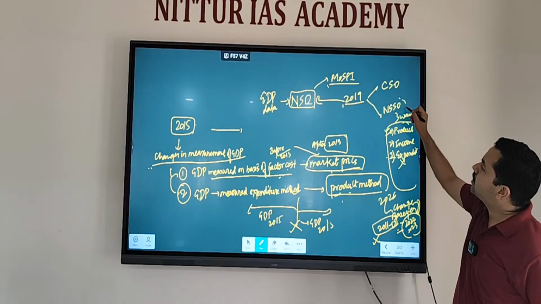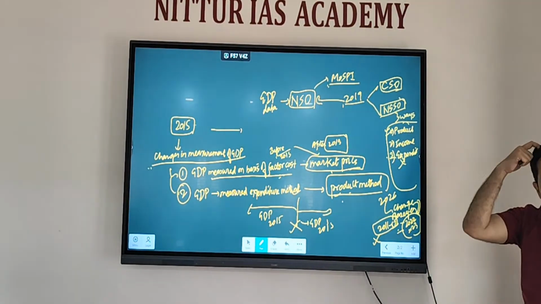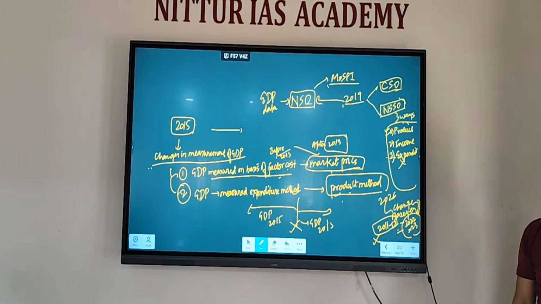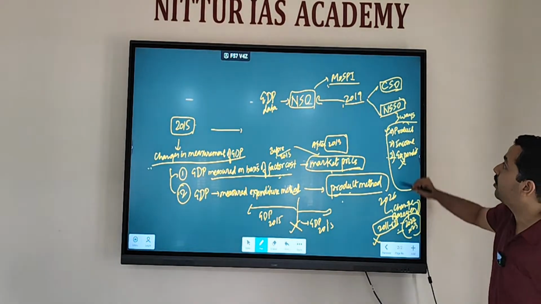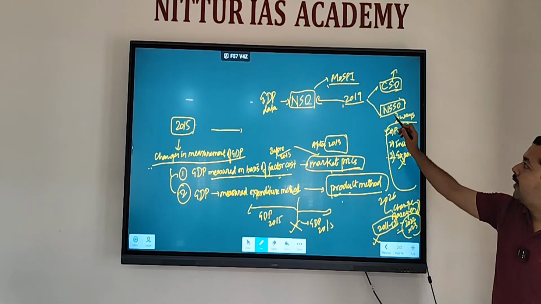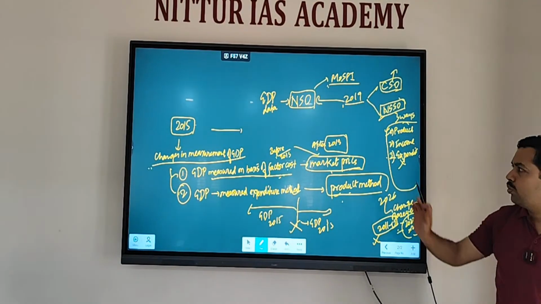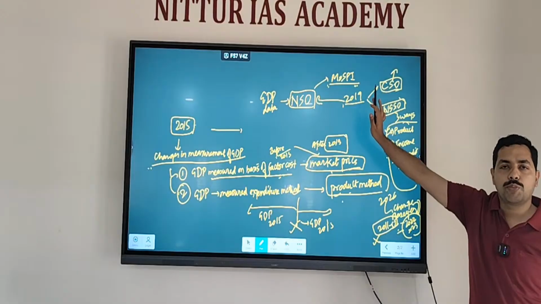If you see the previous year question paper, there was a question asked: who publishes GDP data in 2007-8? The answer would have been given as CSO. Earlier you had an organization called CSO, the Central Statistical Office, and NSSO, the National Sample Survey Organization. Both were working under MOSPI only.